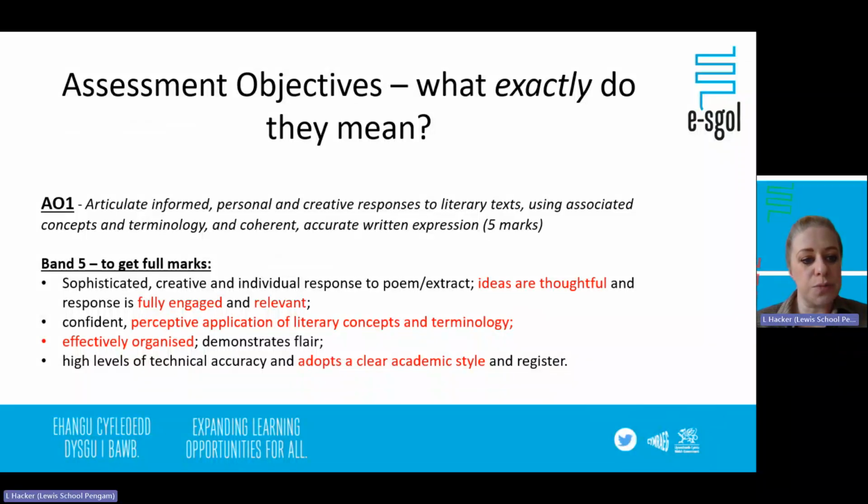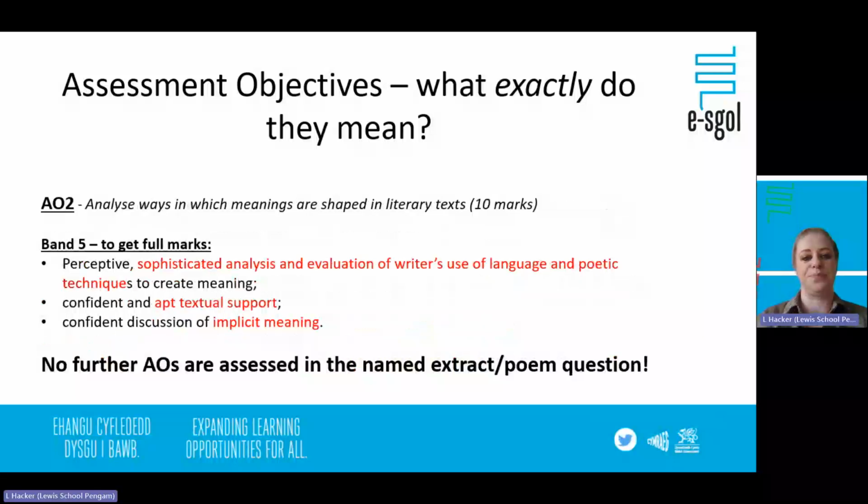Your band 5 response would be effectively organised and demonstrating written flair. Okay, so everything is not just plonked on the paper, it's all purposefully crafted, and you would show high levels of technical accuracy and adopt a clear academic style and register. Okay, so to gain those top marks for this particular assessment objective, you really need to focus on your technical accuracy, your written accuracy, spelling, punctuation and grammar, and also adopt a clear academic style and register. So no slang, no colloquial expression. It really needs to be academic in focus.